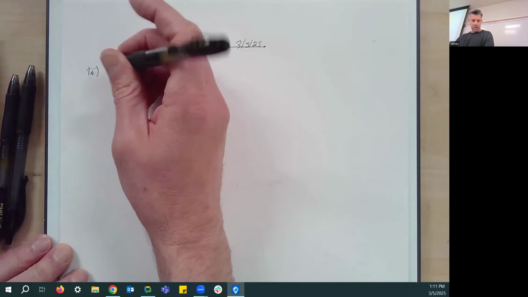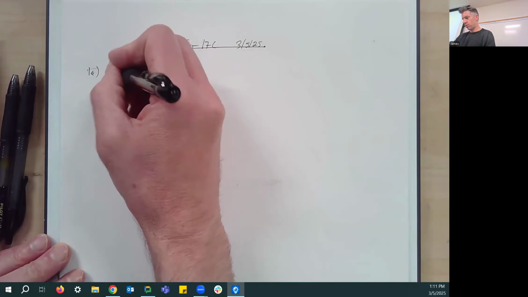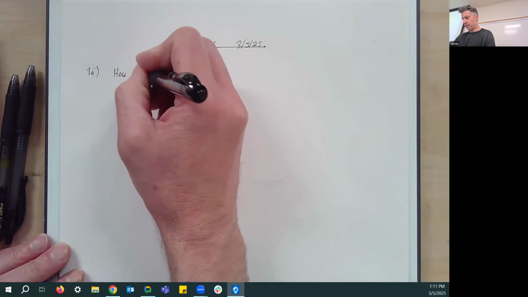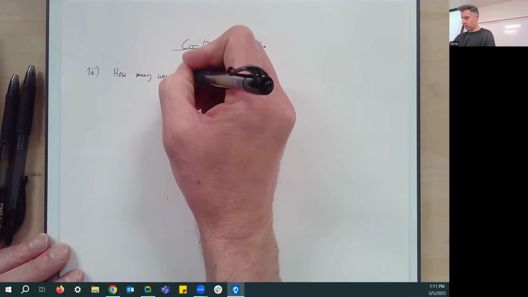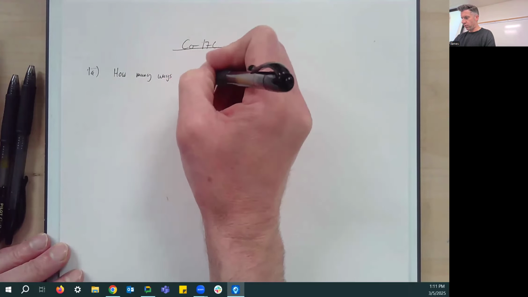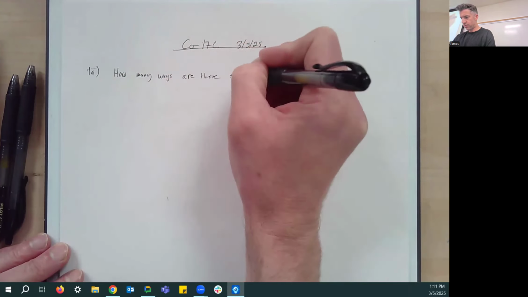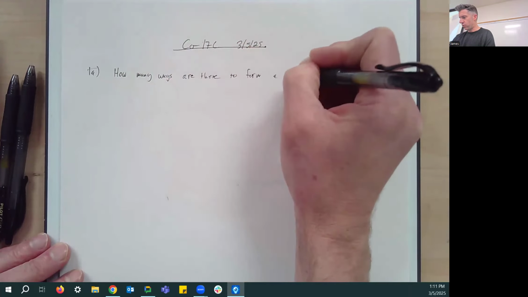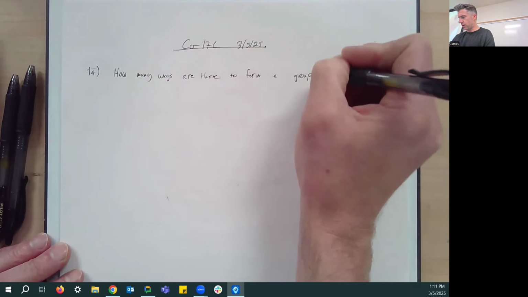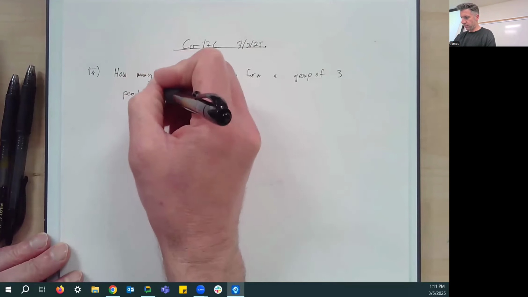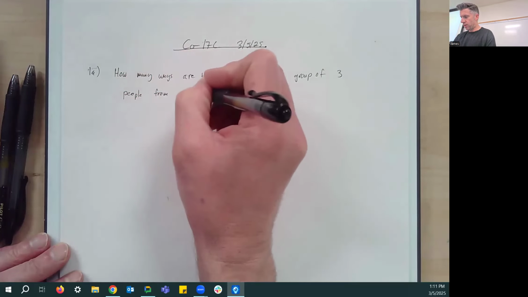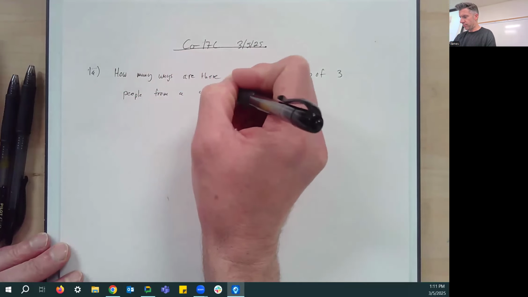Let's look at some of these combination questions. So here we go. How many ways are there to form a group of 3 people from a group of 7?